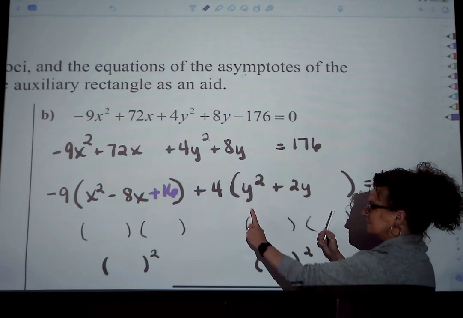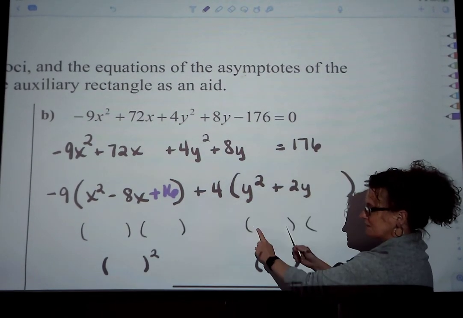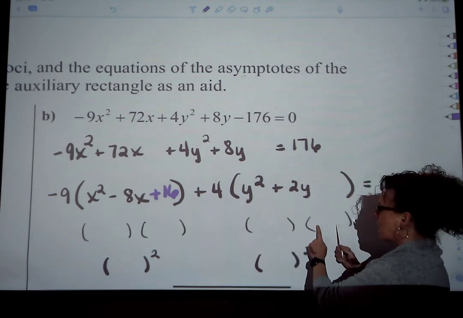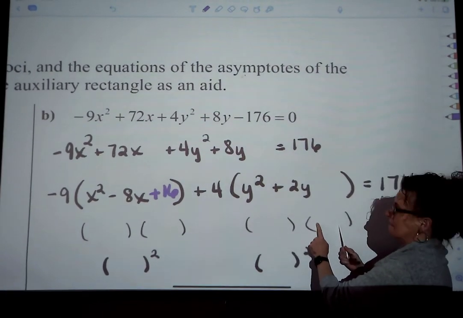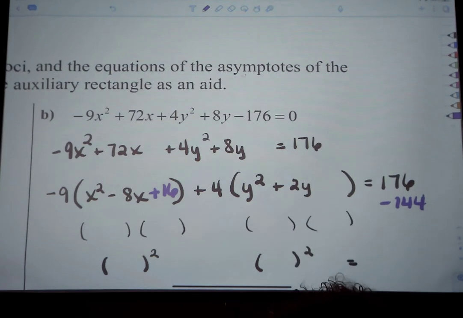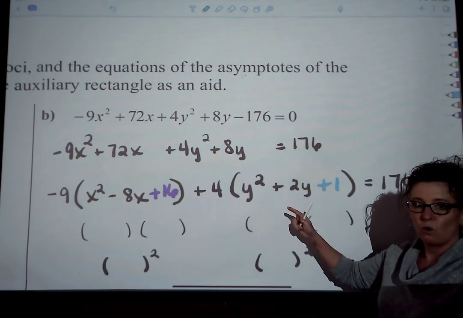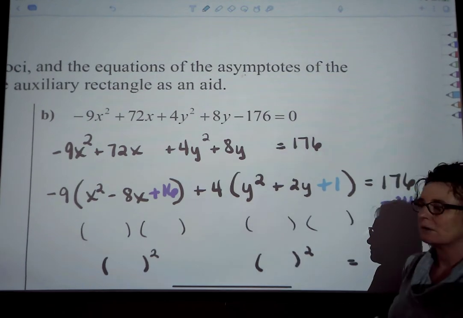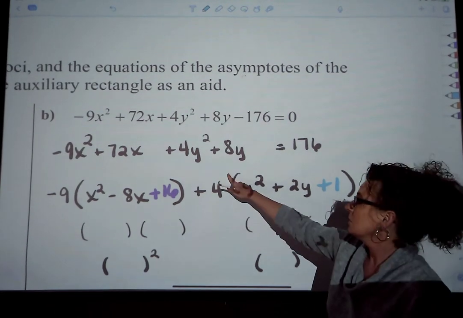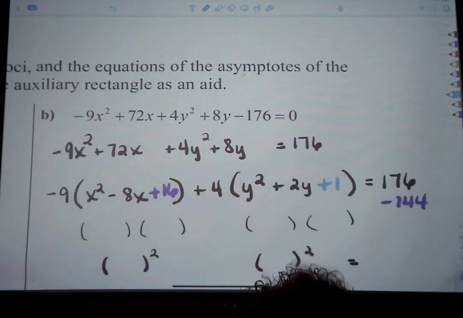Next one, we want this to factor into the 2 same things. So let's see, I think I want this to be y plus 1 and y plus 1. What do you want this number to be? Plus 1. Did you just add 1 to the left side? Nope. You just added 4 to the left side. Keep it legal.